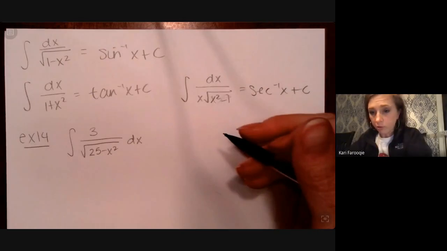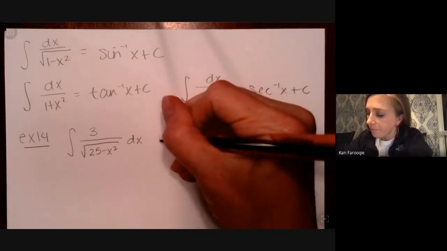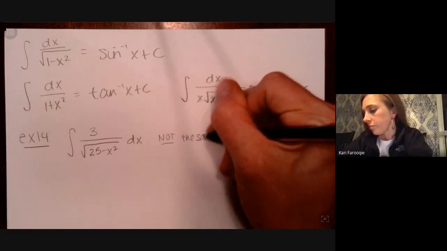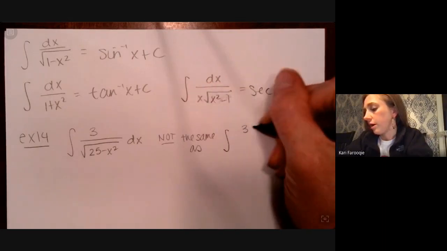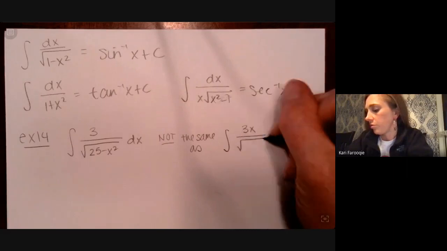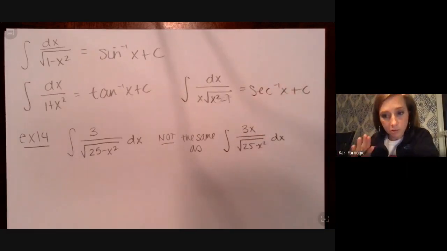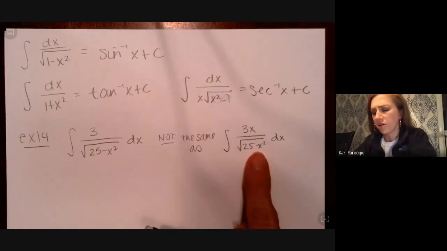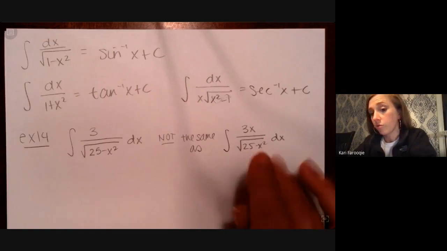And I do have a note here to kind of go along with what I was just saying. So this is not the same as taking the integral of 3x divided by the square root of 25 minus x squared dx. Note the difference. They look extremely similar, and you might look at the denominator and say, oh yeah, it's some number squared minus x squared under the radical, totally inverse trig function, but it's not.